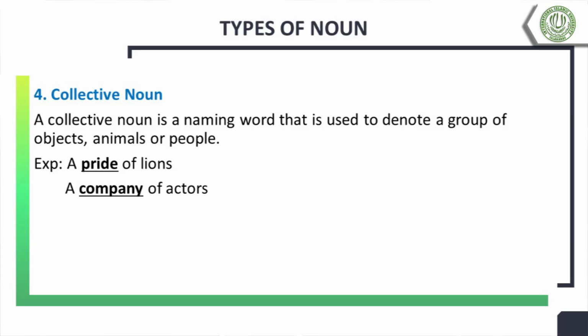A collective noun is a naming word that is used to denote a group of animals or people. For example, a pride of lions. In this sentence, pride is a collective noun. Let's go for another example, a company of actors. In this sentence, company is a collective noun.